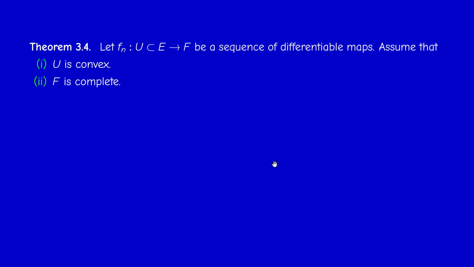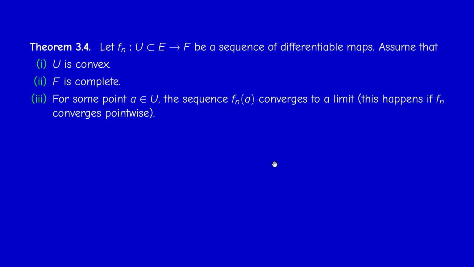Okay, for most of the results so far, we didn't need the assumption of completeness. This is why we just worked on ordinary normed spaces. But at some places we need the completeness assumption. We already used it in chapter 2 when we proved the differentiability of the inverse operator.